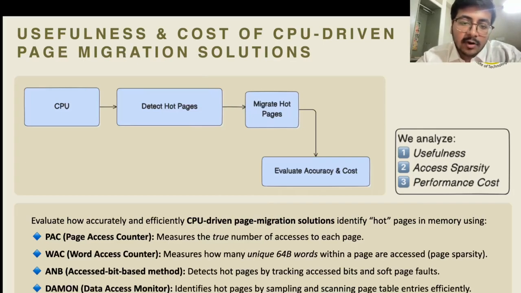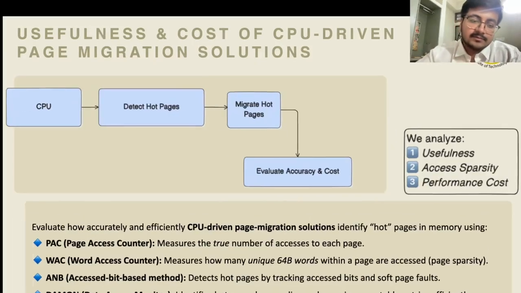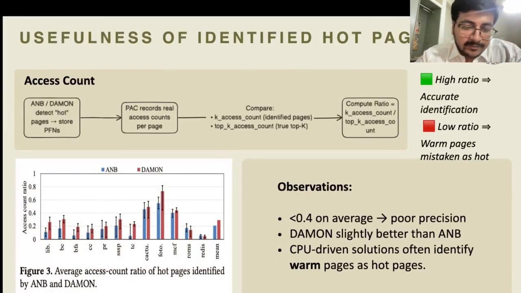ANB detects hot pages by monitoring accessed bits and handling soft page faults. Daemon does it by sampling and scanning page table entries. We will evaluate these methods across three aspects: usefulness, access sparsity, and performance cost. Access count. First, we check how precisely ANB and Daemon can identify truly hot pages.